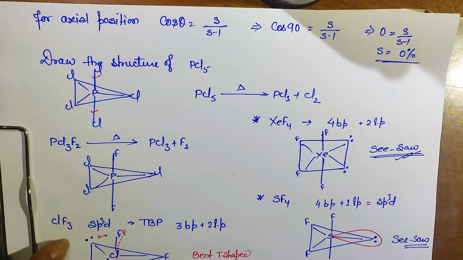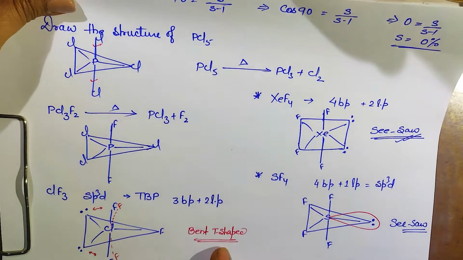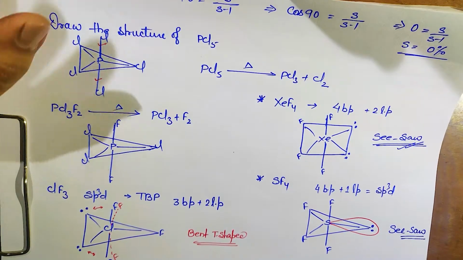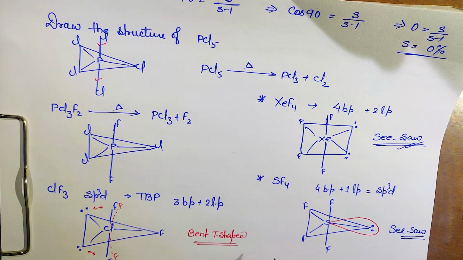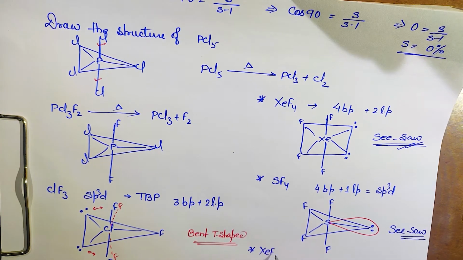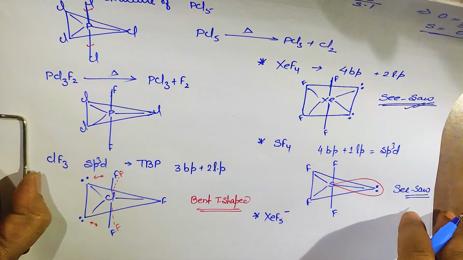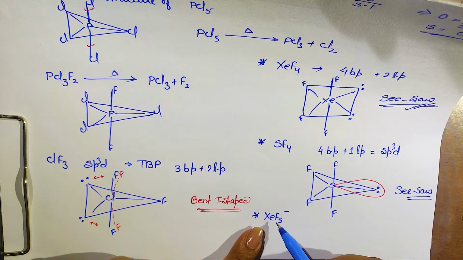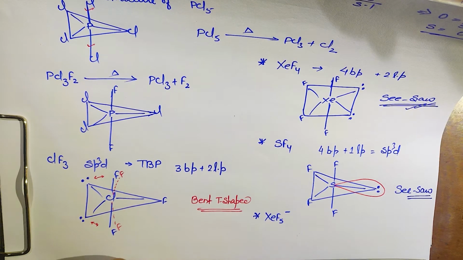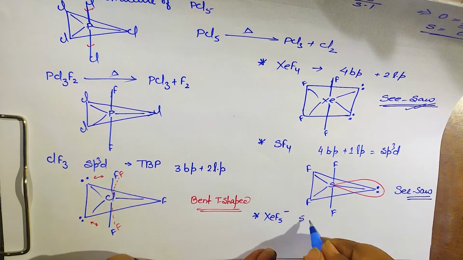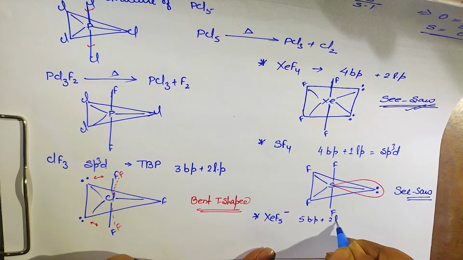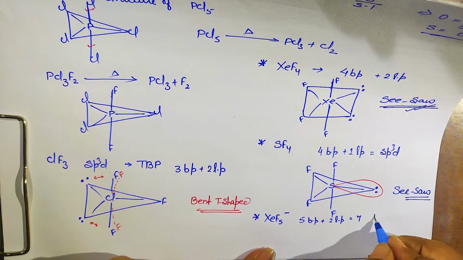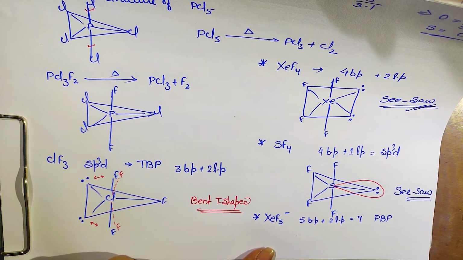If there is one lone pair, it will be seesaw. If there are 2 lone pairs, it is bent T shape. If there is no lone pair, it will be simple. Yes, there is an exception. Now look here, if I ask you to draw the structure of XeF5 minus, then 8 plus 35, that is 44 upon 8, that is, it is 5 bond pairs and 2 lone pairs.